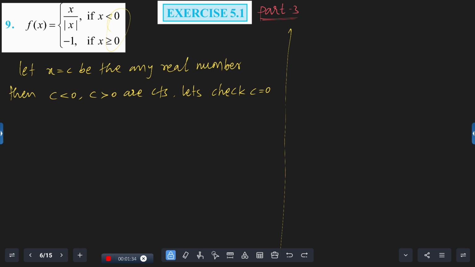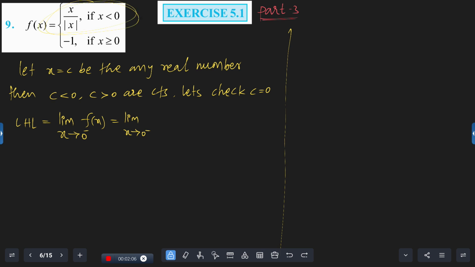So surely we have to find the left hand limit, which is equal to limit x tends to 0 from the left hand side. On the left hand side we mention the negative sign: limit x tends to 0 minus f of x. 0 minus means 0 and below, where we have this function.